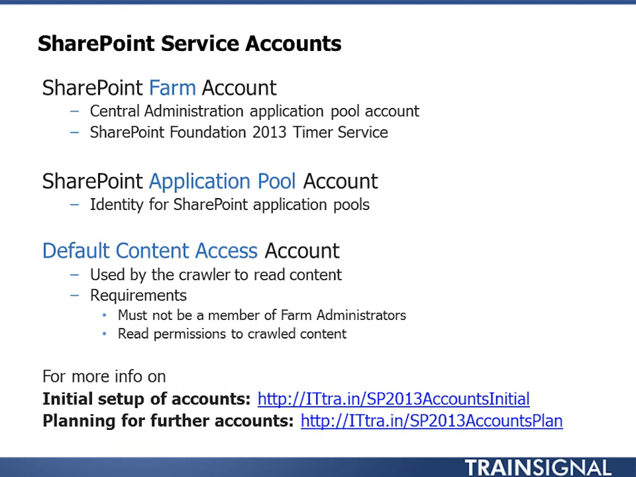And then finally, last but not least, we're going to need a default content access account. Now, this account is going to be used by the crawler service to read content for indexing. As far as the requirements go for the default content access account, it's not allowed to be a member of farm administrators, and that's a security thing. Because the only thing that the default access account needs is simply read permissions to the data that's going to be indexed. It doesn't need write permissions anywhere.